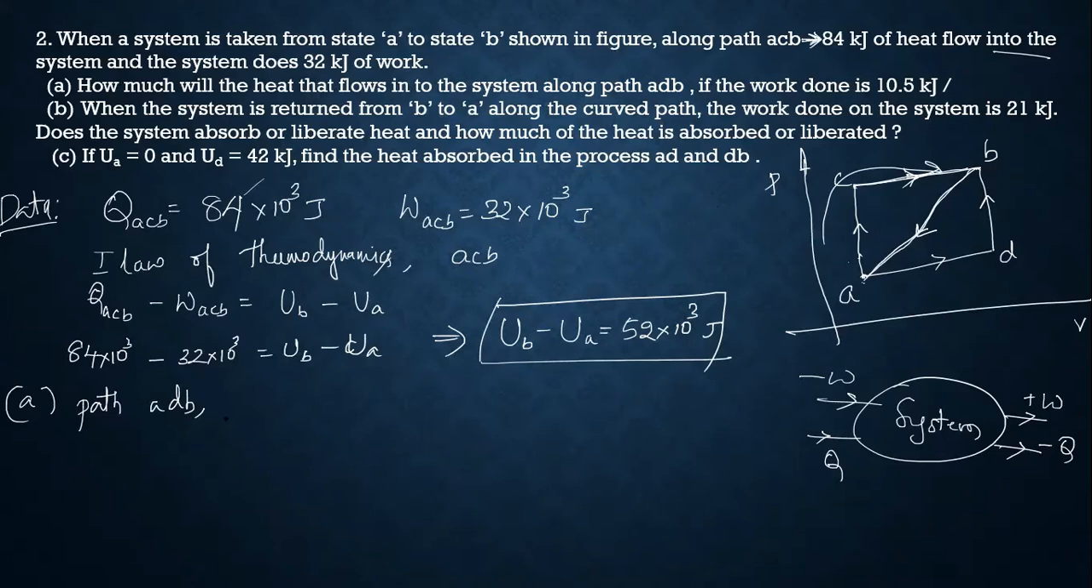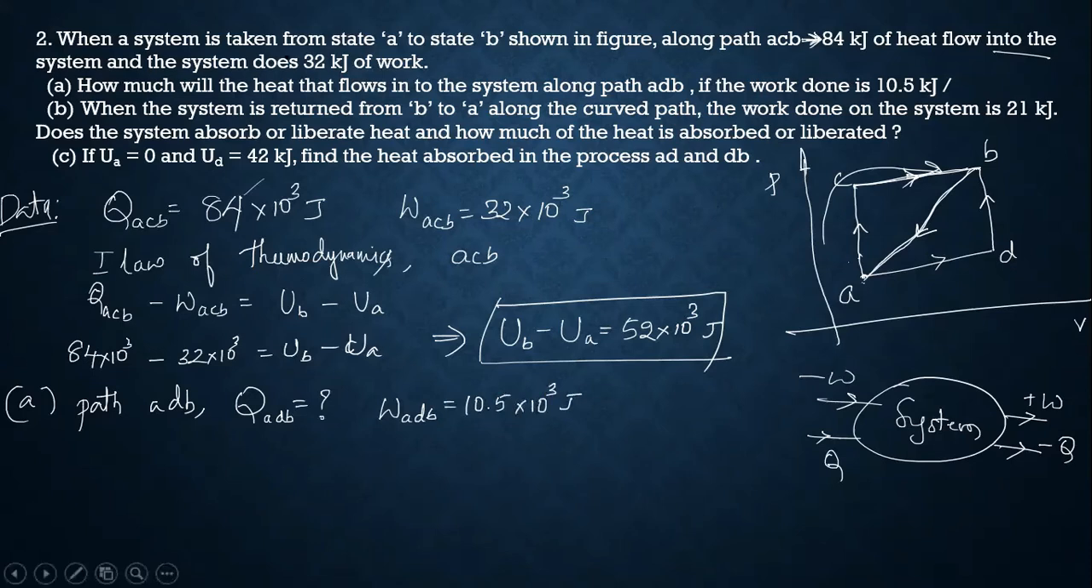How much heat flows into the system? That means I have to calculate Q_ADB. I have to find Q_ADB. If the work done is 10.5 kilojoules, therefore W_ADB is 10.5 kilojoules, 10.5 into 10 to the power of 3 joules.